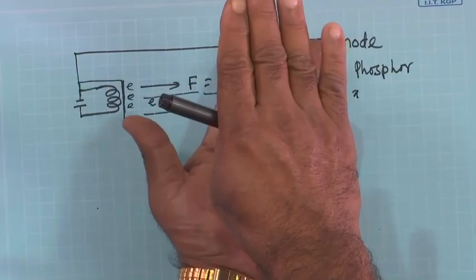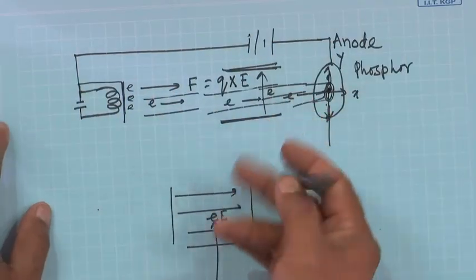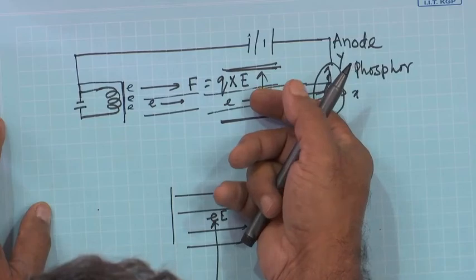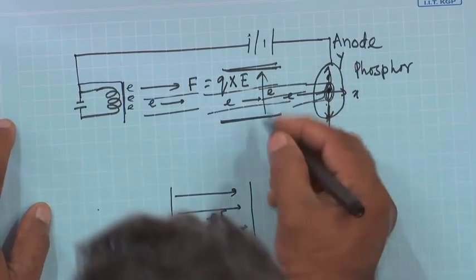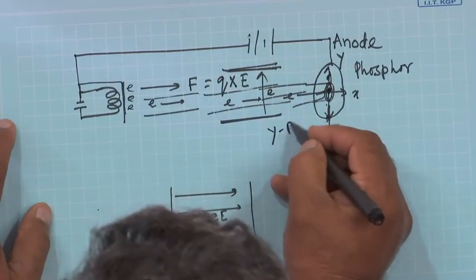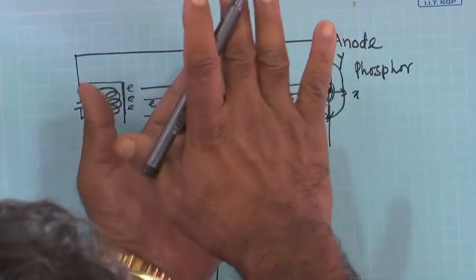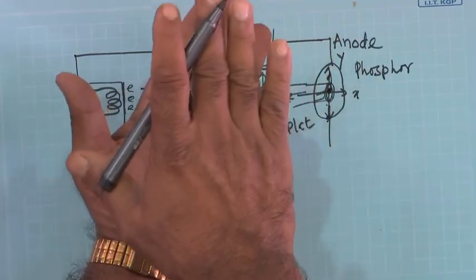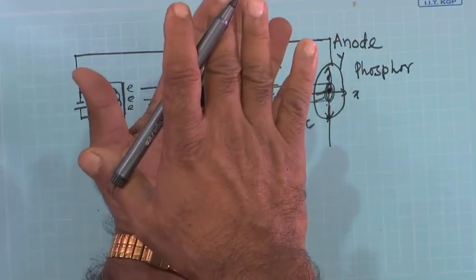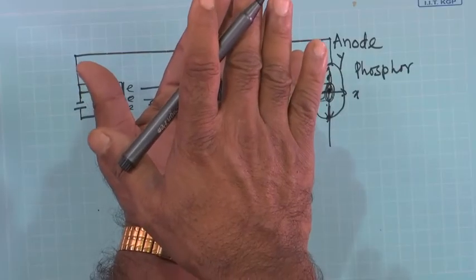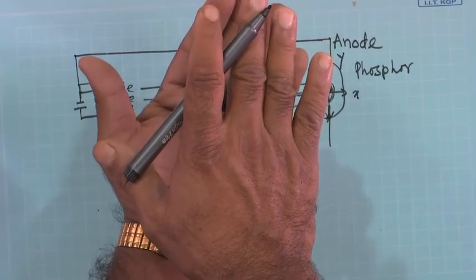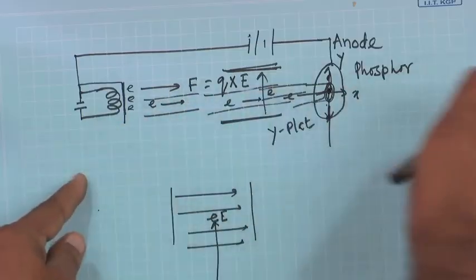So, this will give you another electric field. So, this is the set for the y plates, and another set is the x plates. For the x plates, voltage will be applied, so there is an electric field along the x direction.